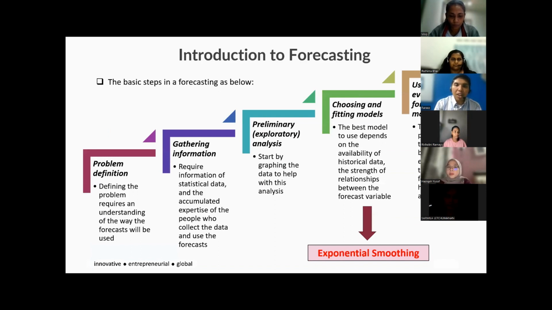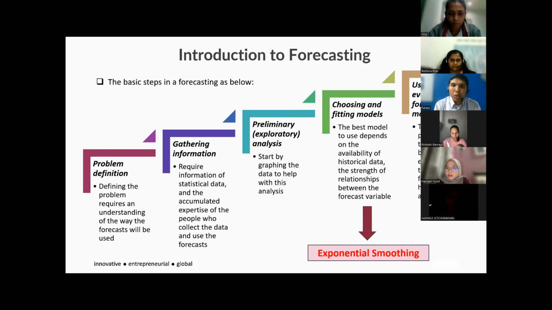This is the 5 basic steps for forecasting. The basic steps start with the problem definition. The second is gathering information. The next is preliminary analysis, where we start by graphing the data to help with the analysis. The fourth step is the important part, which is choosing the fitting model, and exponential smoothing is one of the models we can choose.